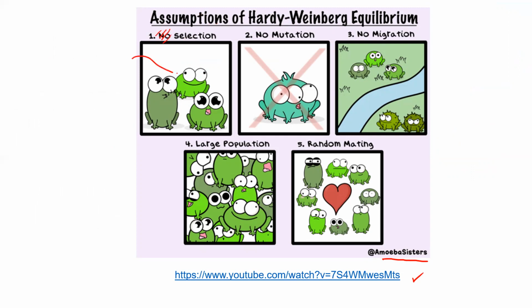For example, a snake might be able to eat the small frogs. There are mutations. Populations do migrate. Not all populations are large, and mating is actually non-random. So think about dating. You're certainly just not going to date anybody. You're going to be very picky. That's non-random mating.